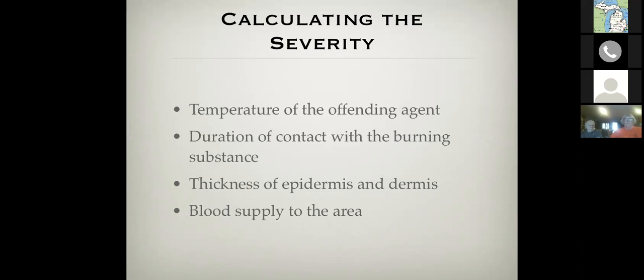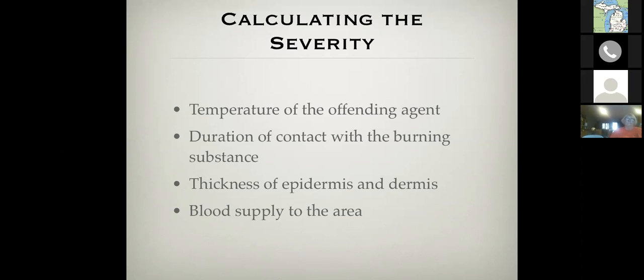So we need to try to figure out what the actual temperature of the offending agent was. And next, what is the duration of the contact? Was it 5 minutes? Were they in a car fire and the fire department had to come and take them out, and they were in the car for 10 minutes? Was it a simple chemical that was on them, and they were able to get it off, but yet there's still a burn? These are things that are very important.